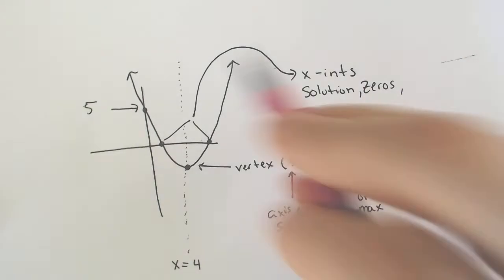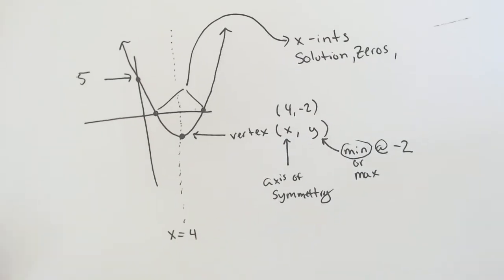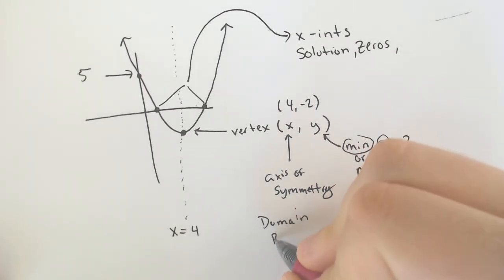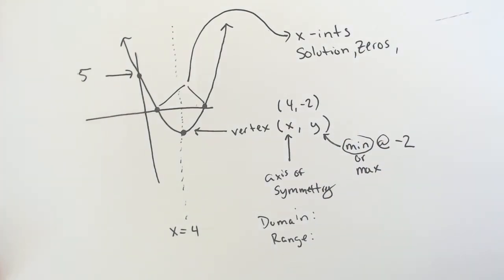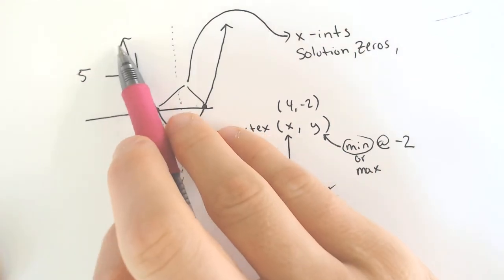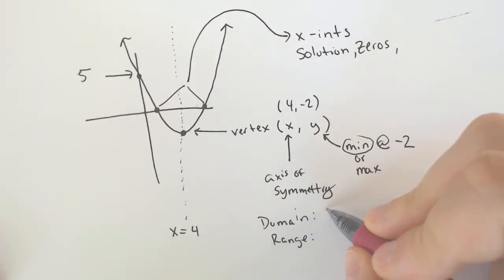Okay, so those are all the key features of the graph except for one, and that would be the domain and range. Anytime you learn a new graph for almost any math class, you're going to be asked to find the domain and range. For parabolas, the domain is always going to be going to the left and to the right forever. So the domain in this case is going to be all real numbers.